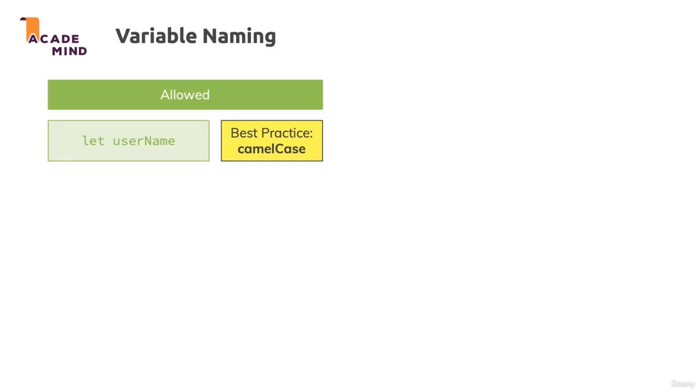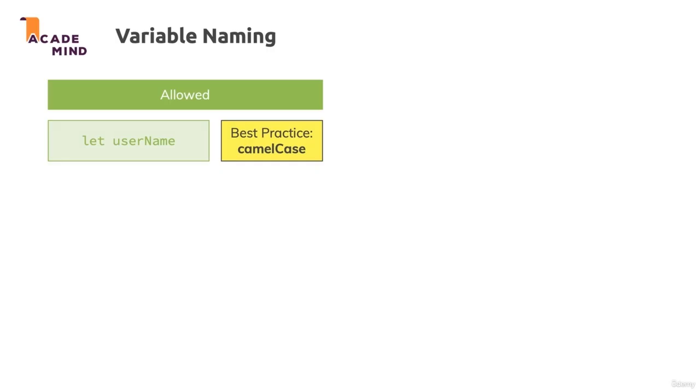That would actually be forbidden. But every word inside of the word, like name here in username, starts with the uppercase character to make that more readable. So that would be a variable name which is allowed. It also is a good name because it describes what's in the variable. So here we would probably store the name of a user.